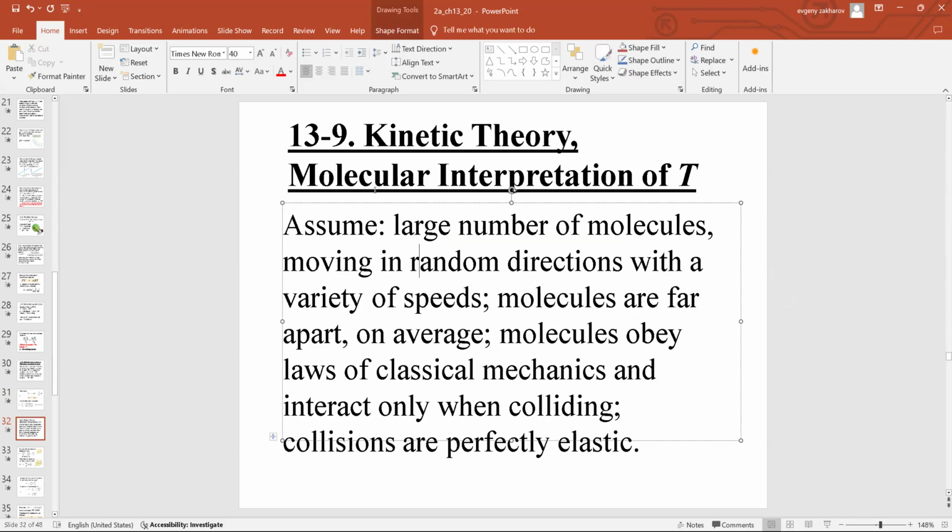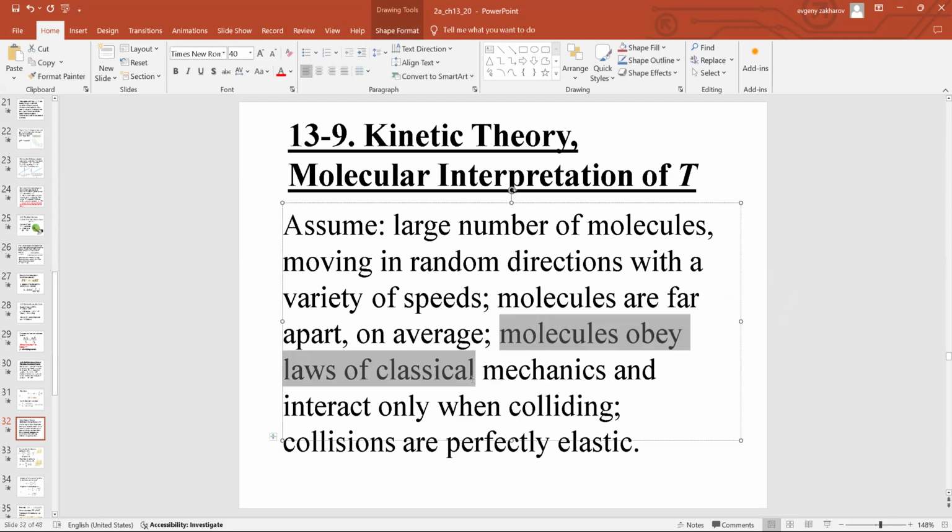For the molecular interpretation of temperature, remember temperature measures the average kinetic energy of motion. Consider a large amount of atoms and molecules, and they move in random directions. And we're going to take the average of all the speeds in all directions. And consider molecules are far apart on average, so you can ignore the gravitational interaction. Of course, there is gravity between all the molecules and atoms that make up a certain system, but we neglect this gravity for our model.